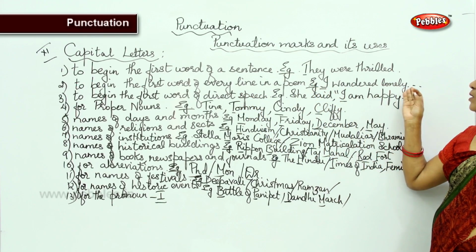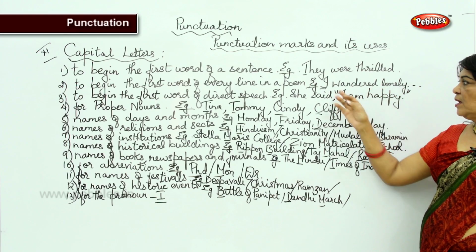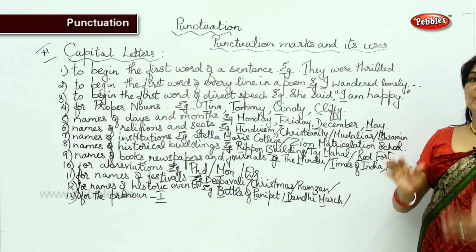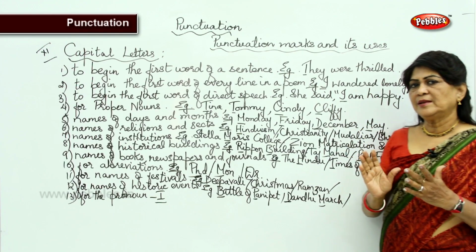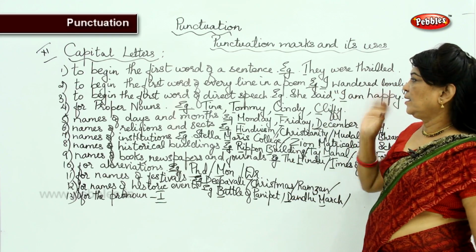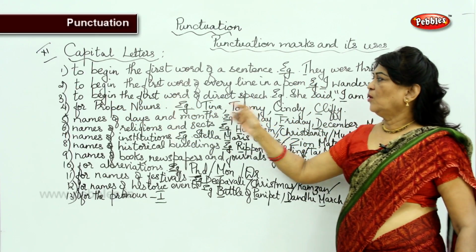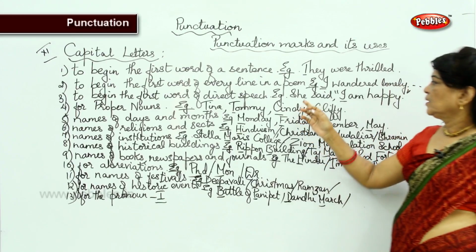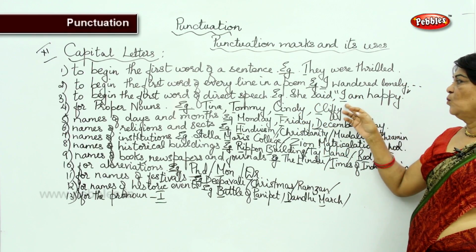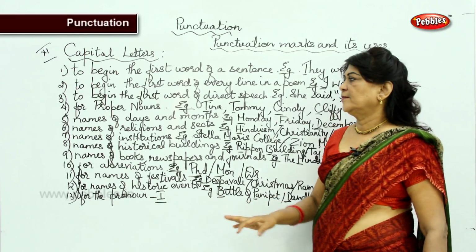Next one, to begin the first word of every line in a poem. I wandered lonely as a cloud that floats o'er hills and vales. So each line in a poem we start with a capital letter. I haven't written the whole poem, I am just telling you. Next one, to begin the first word of direct speech. She said, I am happy. Whatever word you use, you have to begin with a capital letter.